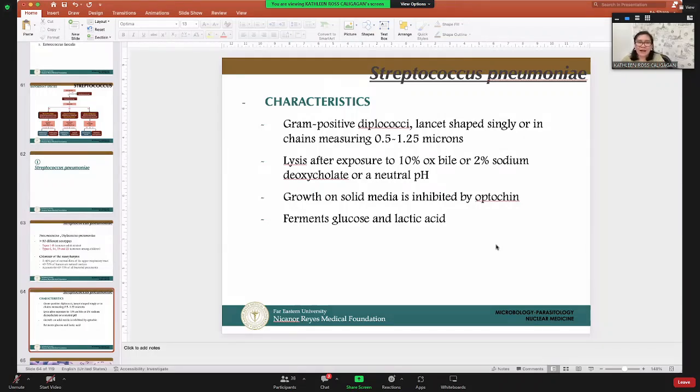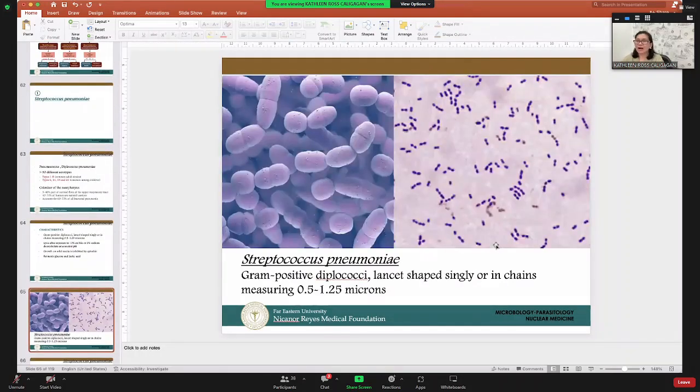They're gram-positive diplococci, lancet shape, singly or in chains. Growth is inhibited by optochin. It can ferment glucose to lactic acid. So under the electron microscope, you see the diplococci there, and on light microscopy on your right side, gram-positive diplococci.